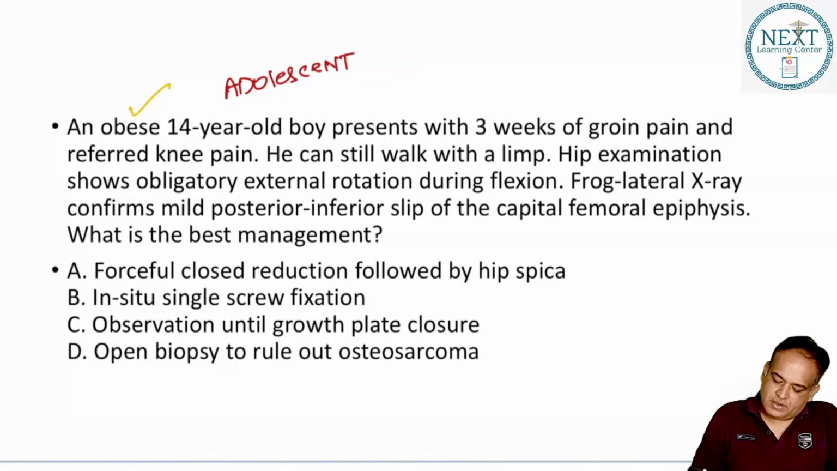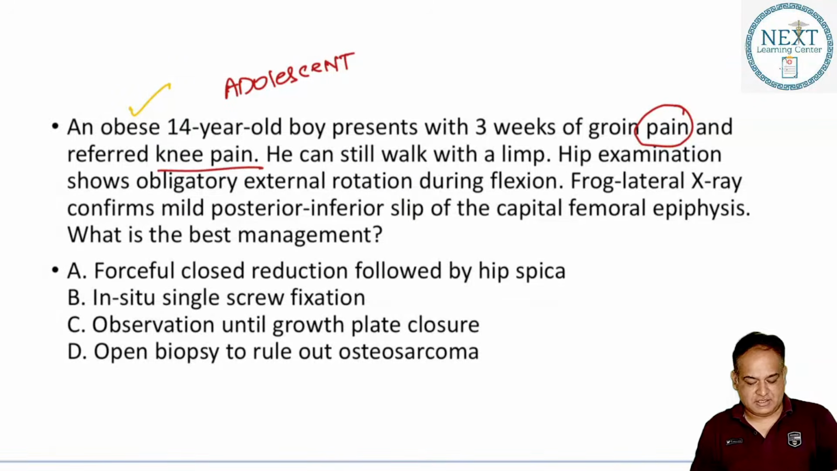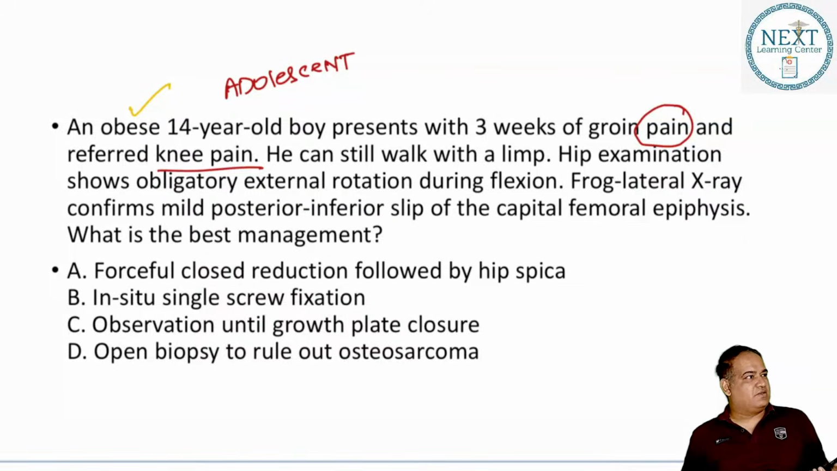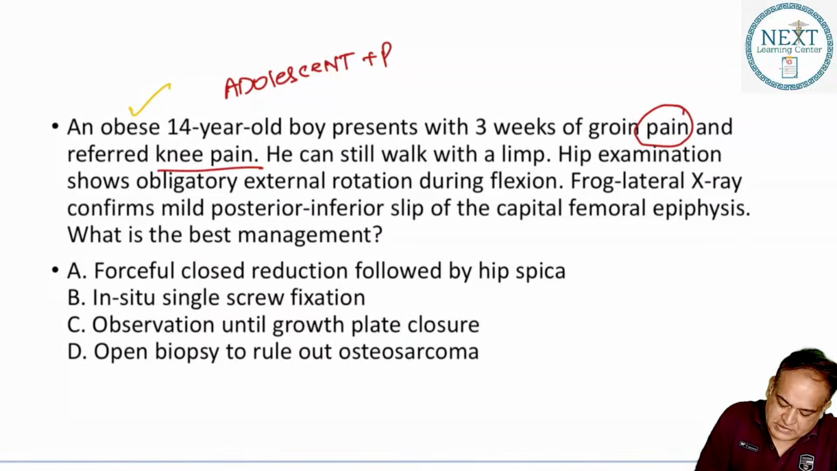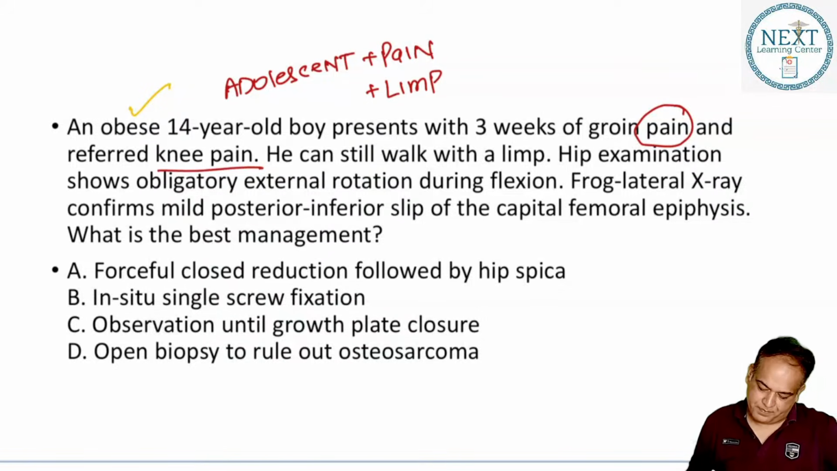Okay, adolescent boy presents with 3 weeks of groin pain and referred knee pain. He can still walk with a limp. So adolescent plus pain plus limp. Okay. For confirmed it's inferior slip with the capital femoral epiphysis. The diagnosis is slipped capital femoral epiphysis.